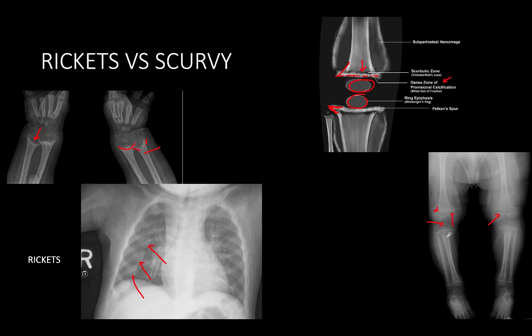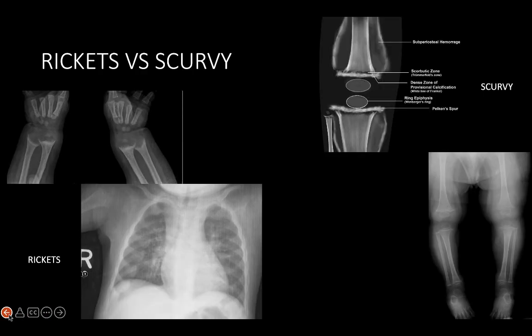And in scurvy, you can see that the patient has this really wide metaphyseal margin because of that Pelkin spur. Okay, so lucency under the cortical bone. Then there's the white line of Frankel, the Pelkin spur, and the ring epiphysis. And that's the end of the slideshow.